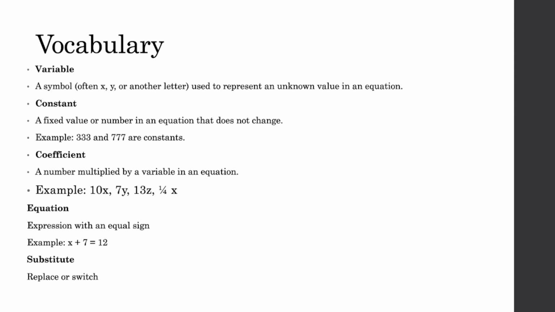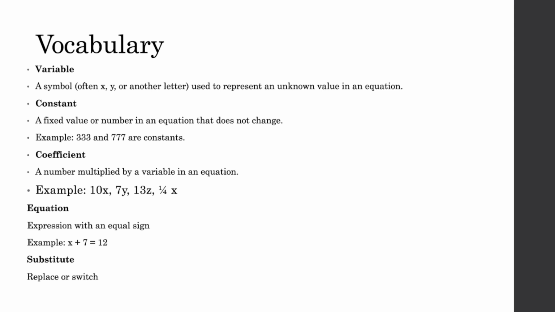So we got variable, a symbol, often x, y, or another letter, used to represent an unknown value in an equation. So you can see any letters like what we just mentioned. That's when you're trying to find the value of the variable, which we will get into very soon. Constant is a fixed number or value in an equation that does not change.